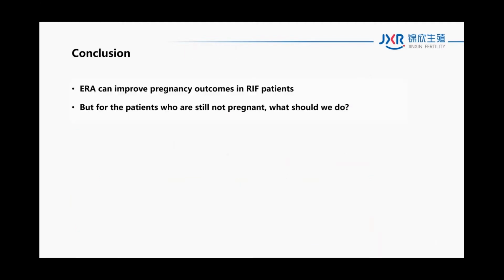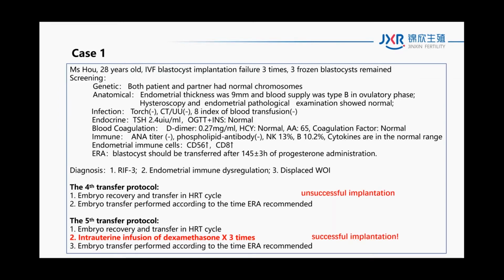So the conclusion is that ERA can improve pregnancy outcomes, but for the patients who are still not pregnant, what should we do? So let's share our 2 cases. The first case is a 28-year-old woman who has failed implantation 3 times after blastocyst transfer. According to our routine screening of RIF patients, there was a problem with her immune cell indicators. The NK and CD8 T cells were increased, and her window of implantation was pre-receptive 1 day. So the diagnosis for this patient is endometrial immune dysregulation and displaced window of implantation.